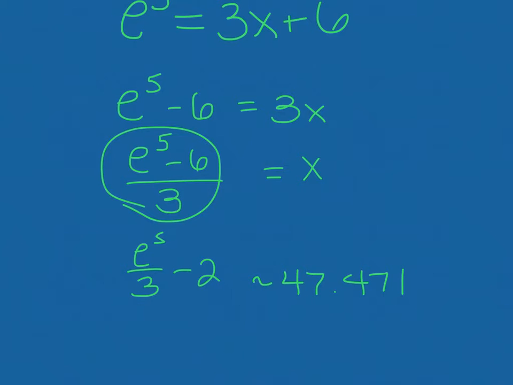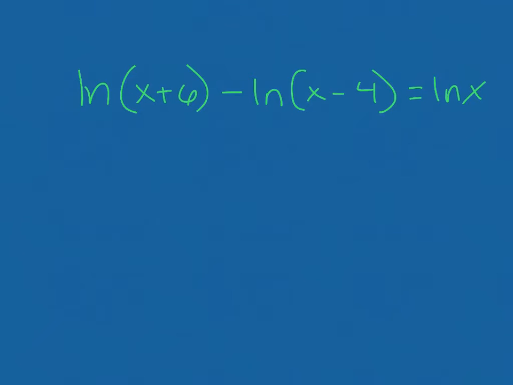Sophia. ln open parentheses x plus 6 close parentheses minus ln open parentheses x minus 4 close parentheses equals ln of x, right? I was waiting for this one. Okay, you got two ln's on both sides of the equation now. So you've got to work it till the one-to-one property can be used, which means you've got to condense the left side. So if I condense a subtraction of logs, it becomes what? Division. So x plus 6 over x minus 4 would equal ln of x.